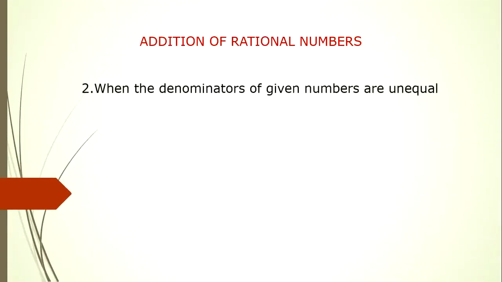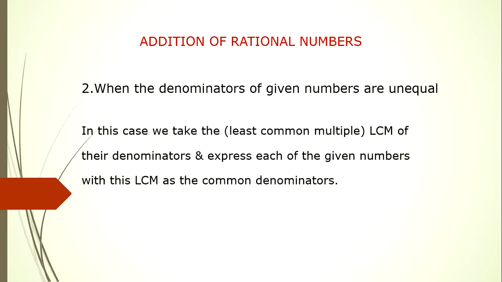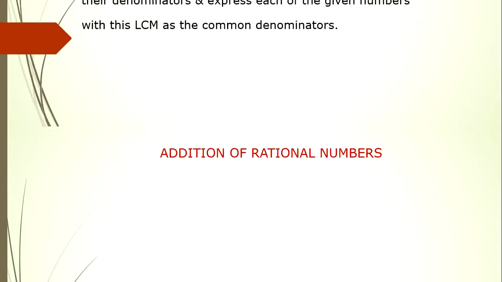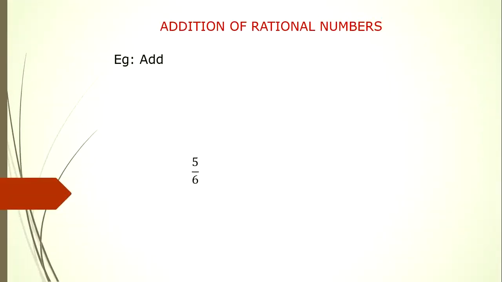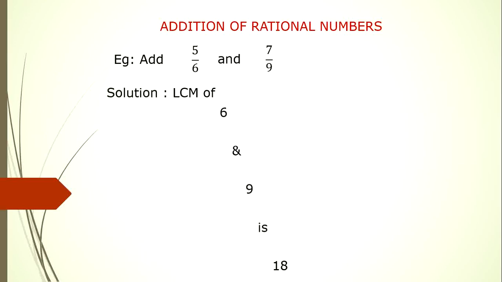Addition of rational numbers. Case 2. When the denominators of the given rational numbers are unequal, we take the least common multiple, that is the LCM of their denominators, and express each of the given numbers with this LCM as a common denominator. Add 5 by 6 and 7 by 9. Here you observe, children, both rational numbers have different denominators. So we shall see how to add these two.